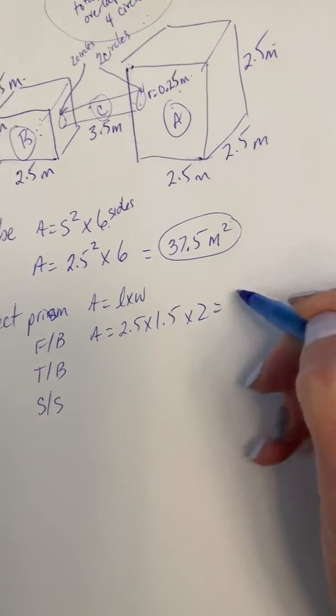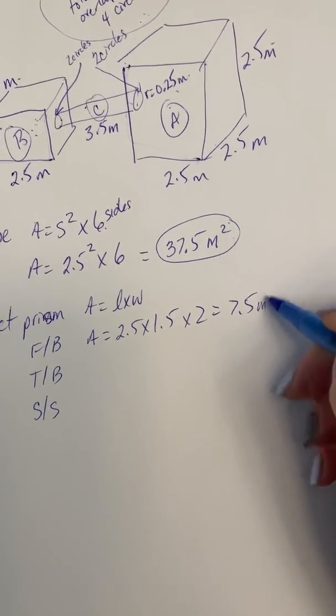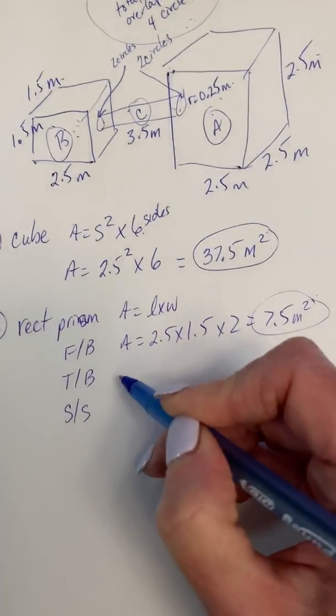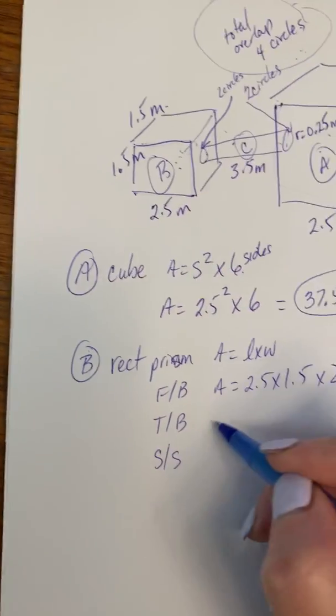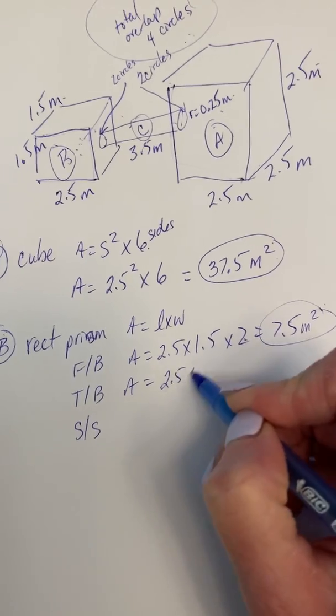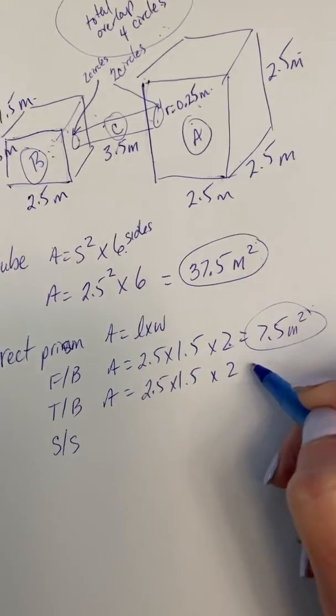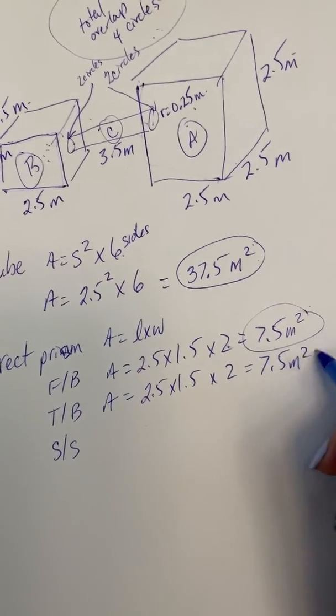And there's 2 of those, and we're going to end up with 7 5/10 of a meter squared. And then the top and the bottom, it turns out we could have done this times 4 because they're exactly the same, but this is my strategy, so I'm going to stay the course. So we get exactly the same answer there.